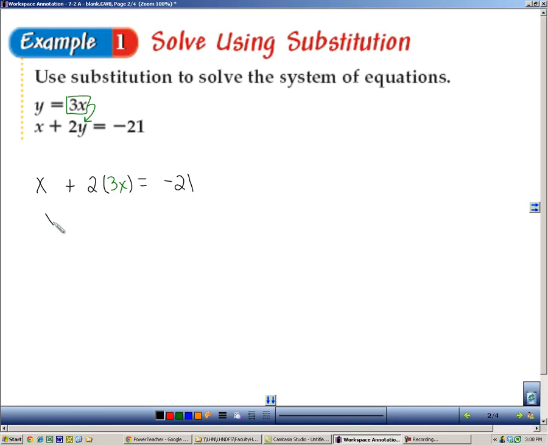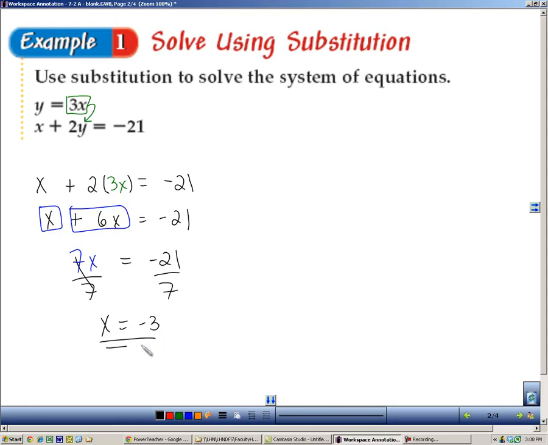Now in this equation, I'm going to get x plus 6x equals negative 21. Now these are like terms. Since they're like terms that are on the same side, I'm going to combine them. So 7x equals negative 21, and I can solve that because I only have one letter. Divide both sides by 7 using algebra. So x equals negative 3.